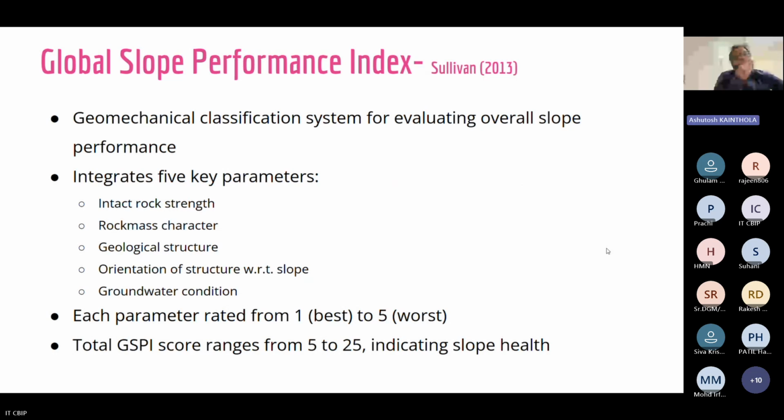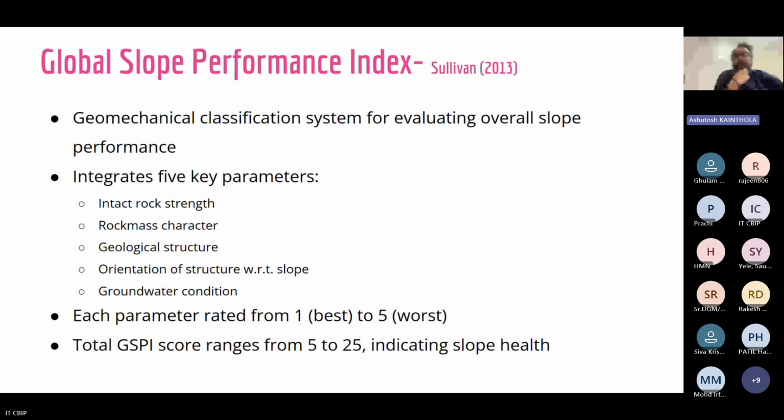Yeah. Now, you must be aware of rock mass rating, Q system, geological strength index. Like Barton, he is strictly against geological strength index. Rock science and a lot of their people truly love geological strength index. We have employed Global Slope Performance Index, which was given by Sullivan in 2033. He had actually designed this for mining slopes.